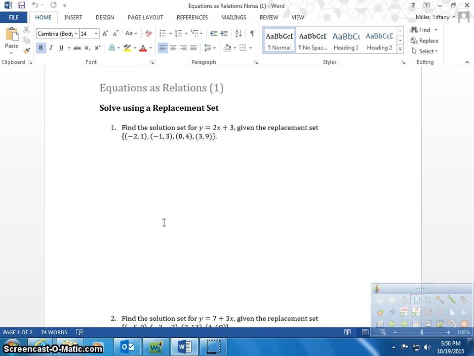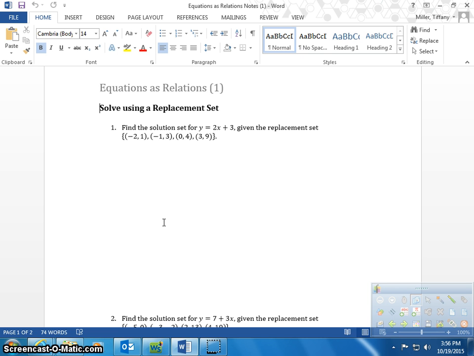Today's lessons will be over equations as relations. So our first couple examples, we want to solve using a replacement set. Question 1 says, find the solution set for y equals 2x plus 3, given the replacement set (-2, 1), (-1, 3), (0, 4), and (3, 9).